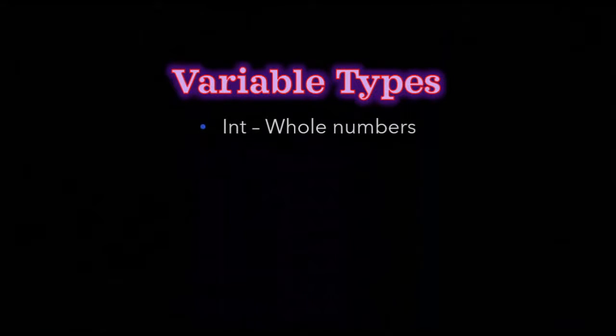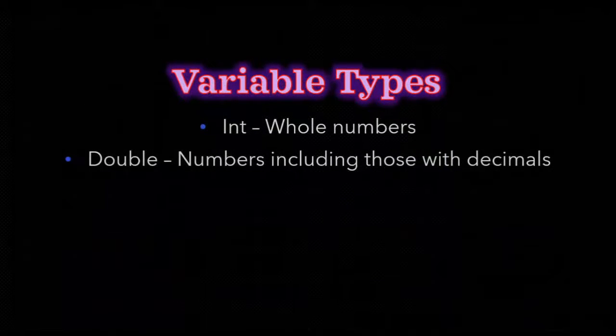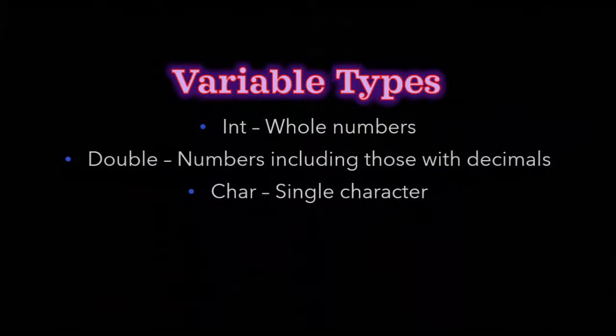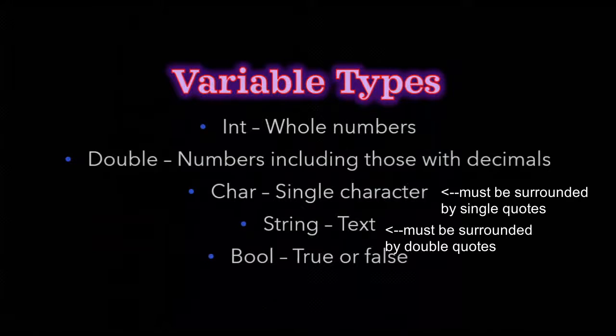Some of the most common ones include int, which just means whole numbers or integers, double, which represents numbers including those that have decimals, char, which just means a single character, string, which basically means a string of text or a group of characters, and bool, which can represent only 2 different values, specifically true and false.